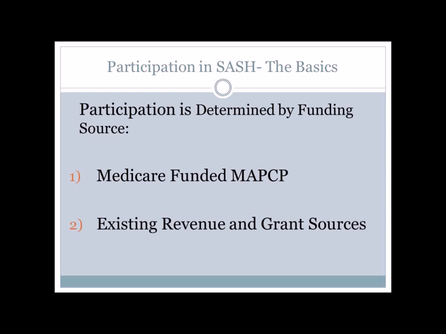But SASH participants also get funded through housing organizations that are hosting SASH sites. A lot of times they have existing revenues that they're putting into their services program of SASH, or they have other grant resources that they're putting in to pay for SASH. So there's really these two funding sources for SASH.